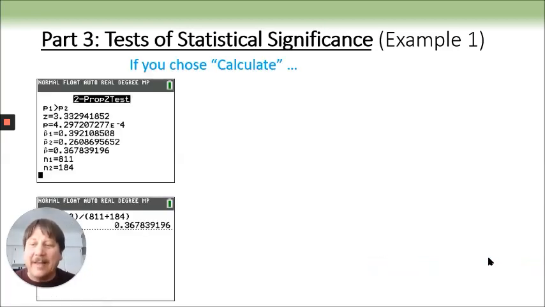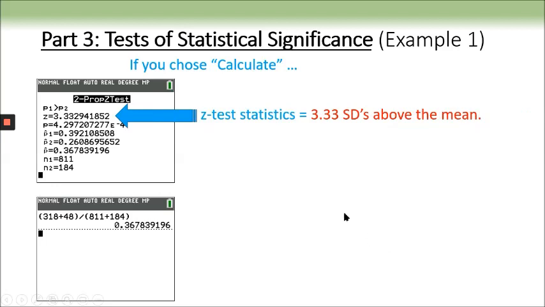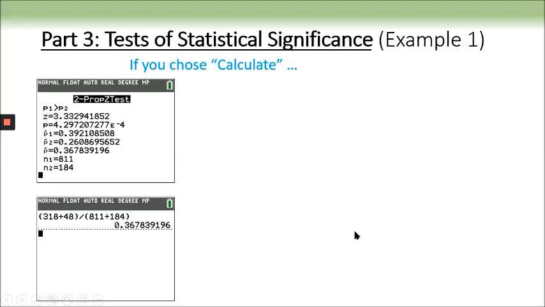Okay, when you hit the test and you hit calculate, it gives you all this wonderful information. Right off the bat is the z-test. So you know it's 3.33 standard deviations above the mean, which in this case should be 0 when the null is true. And it gives you the p-value, which it just says p equals. It's not 4.297. It's times 10 to the negative 4. So you have a few zeros there. That is a very, very small p-value.